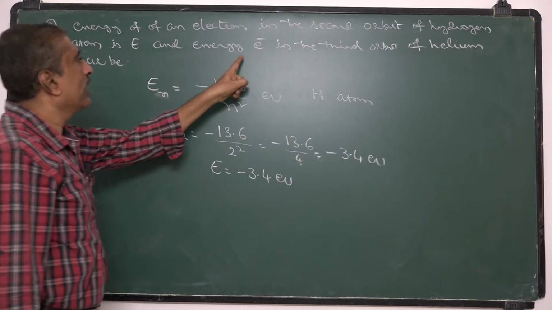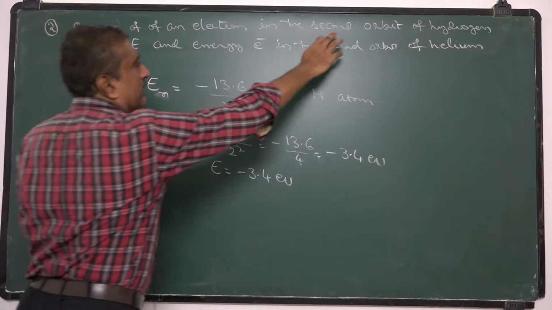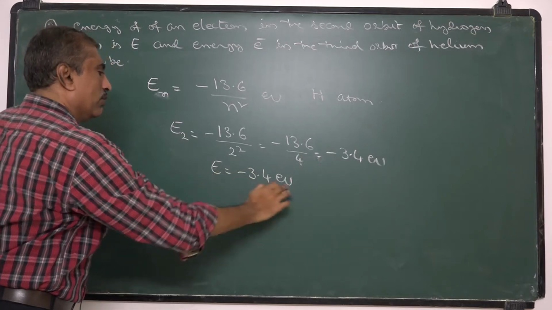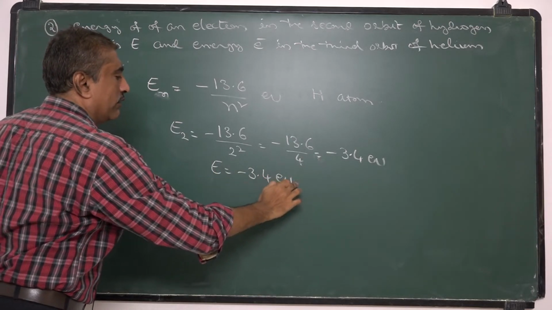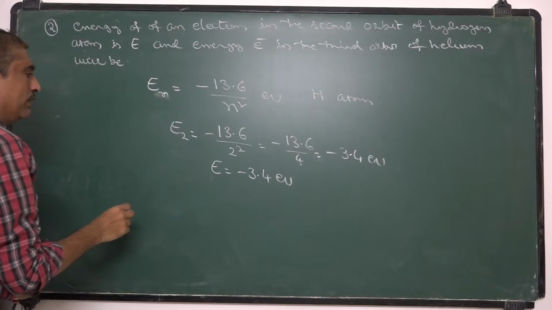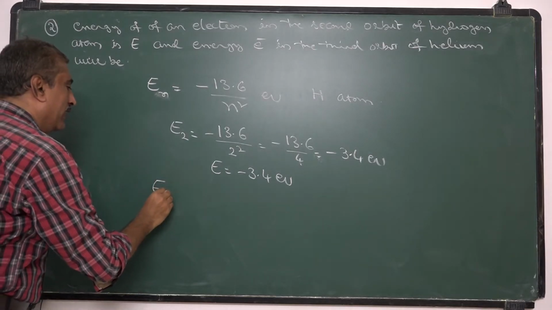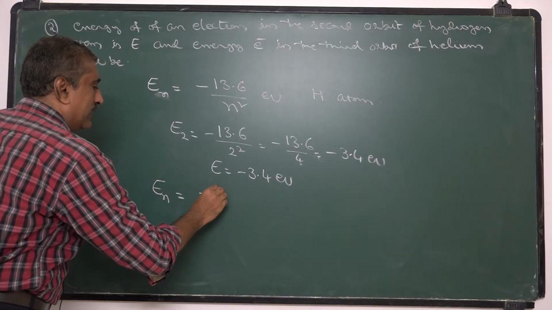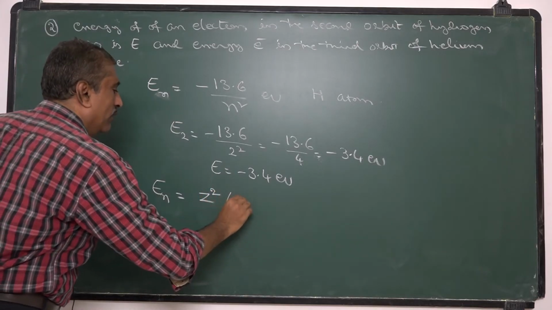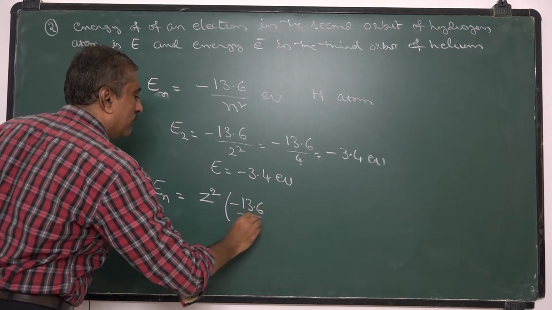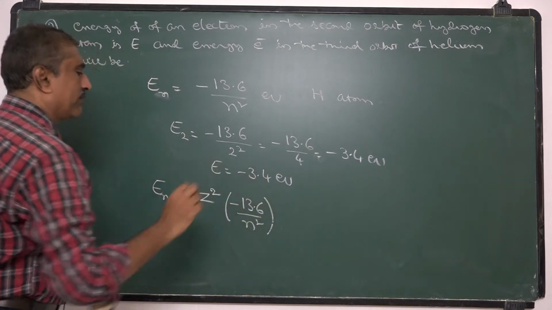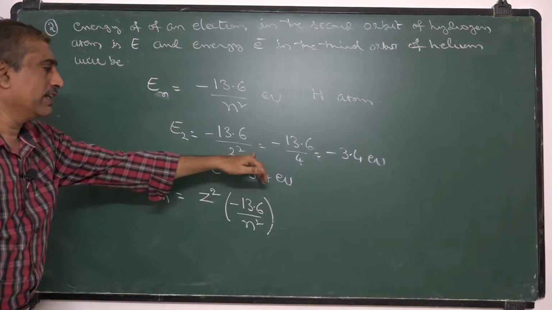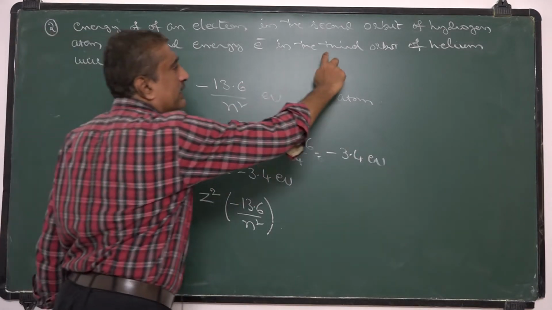Now we have to calculate, the second orbit of hydrogen is given as E. So E is equal to minus 3.4 electron volt. Now for the third orbit of helium atom. So for helium atom, En is equal to, already we have derived that equation, Z square into minus 13.6 by n square. For hydrogen atom, Z is 1, so we can directly write like this. But here it is third orbit.